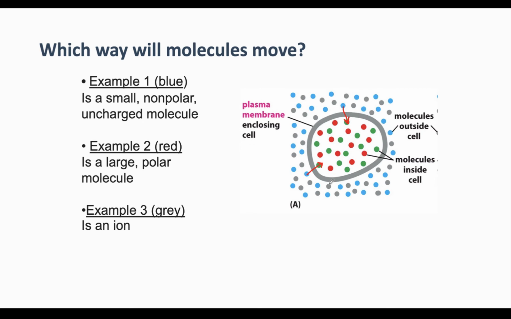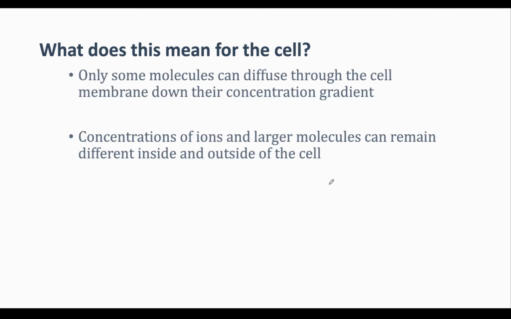Gray, I'm saying, is an ion. The gray molecules, like the blue, would move from outside of the cell to inside of the cell, but they cannot cross the phospholipid bilayer. For each of these solutes, they would tend to move down their concentration gradient, but only the blue, in my hypothetical situation, could actually cross the phospholipid bilayer. So what does this mean for the cell?